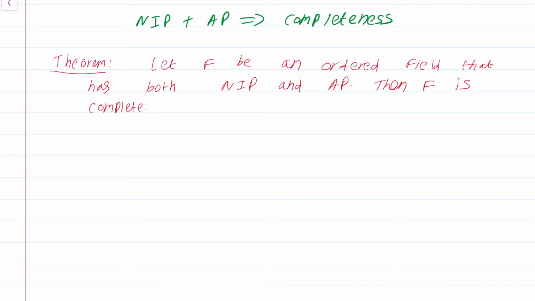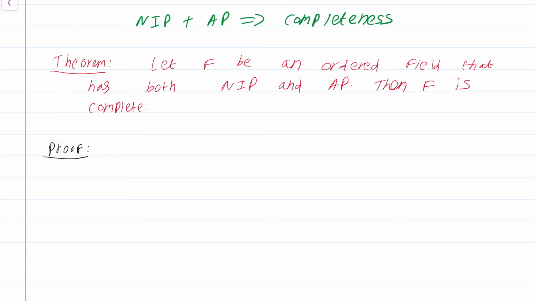What I mean by F has nested intervals property is that the intersection of nested closed intervals is always non-empty. And what I mean by Archimedean property is the corresponding conclusion in the statement of the Archimedean property that we saw holds true for this field F. Now, this theorem's proof is very important in the sense that the idea behind the proof makes it very clear why we need both nested intervals property and Archimedean property to ensure that there are no holes.